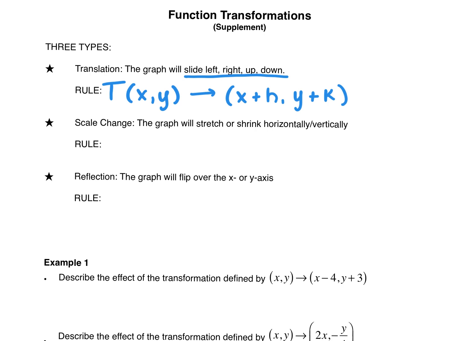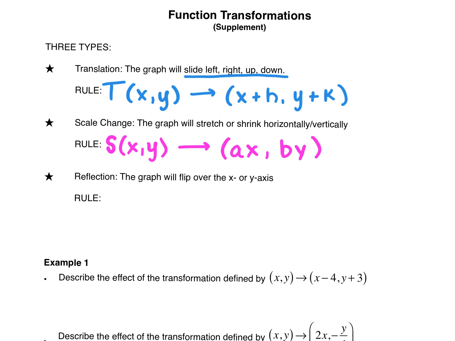Okay. The next type that we're looking at is a scale change, and a scale change is accomplished with multiplication and division. So we would say S(x, y), and the S is just for scale change. And we're going to take the x and multiply by something, and we're going to take the y and multiply by something. And we use a and b here typically. And just like before, we can also divide because we can think of that as multiplying by a fraction.